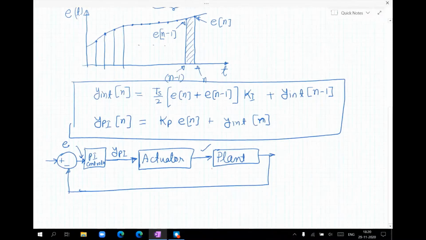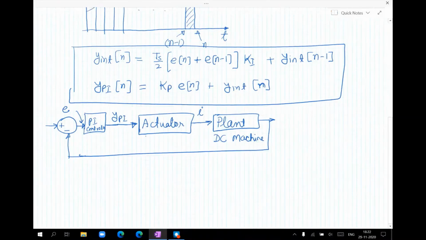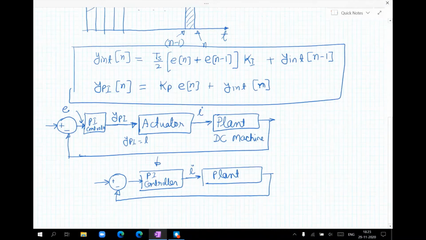For example, we are running a DC machine. Let's say the output of the actuator is the current which is being fed to the DC machine, and we don't want the current to be more than the rated value of the current of the DC machine. So we have to limit the output of the actuator. Now let's assume that the actuator is such that the output is equal to input. So we can say that y pi is equal to I. So we can draw this block diagram in this way. So for the modeling purpose, we have assumed that the gain of the actuator is 1.